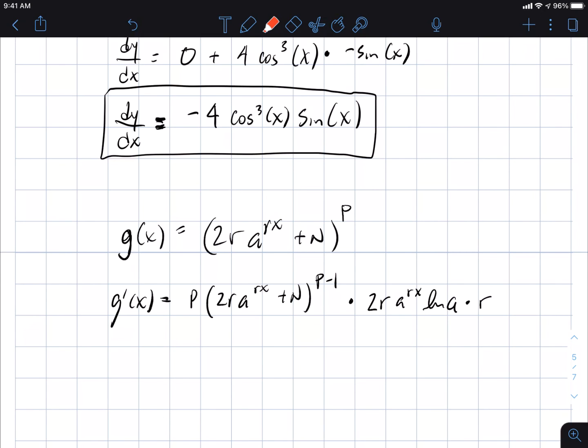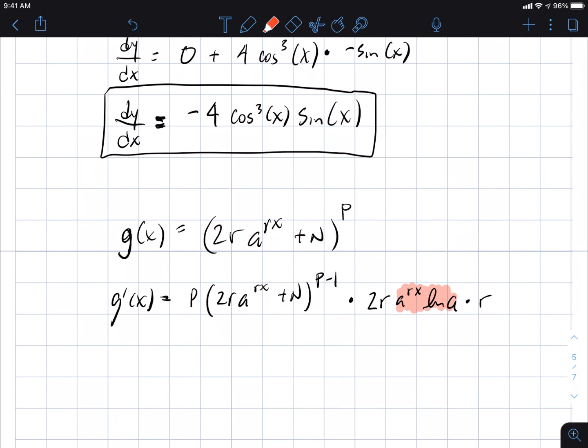And the question you're probably going to ask is, how did I get this? Correct, yeah. And that comes from something I gave you in class, which is the derivative of a to the x, remember? Yeah, it is a to the x ln of a. Nice.